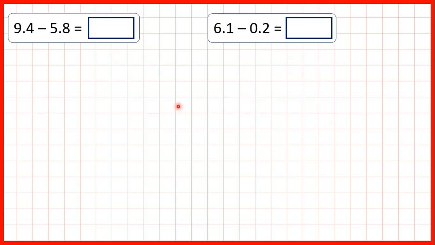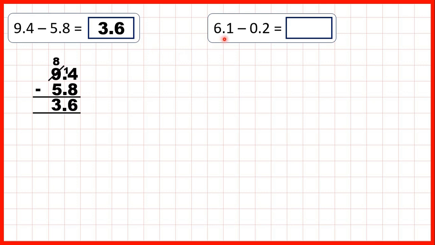So let's try some more questions. We have 9.4 minus 5.8, so we can set this out as a column subtraction, making sure that our decimal points are lined up and copying the decimal point down into our answer. Now we work from right to left, but we can't do 4 minus 8 using the column method, so we go to the left, 1 less, 1 in front. 14 minus 8 is 6, and 8 minus 5 is 3, so our answer is 3.6.